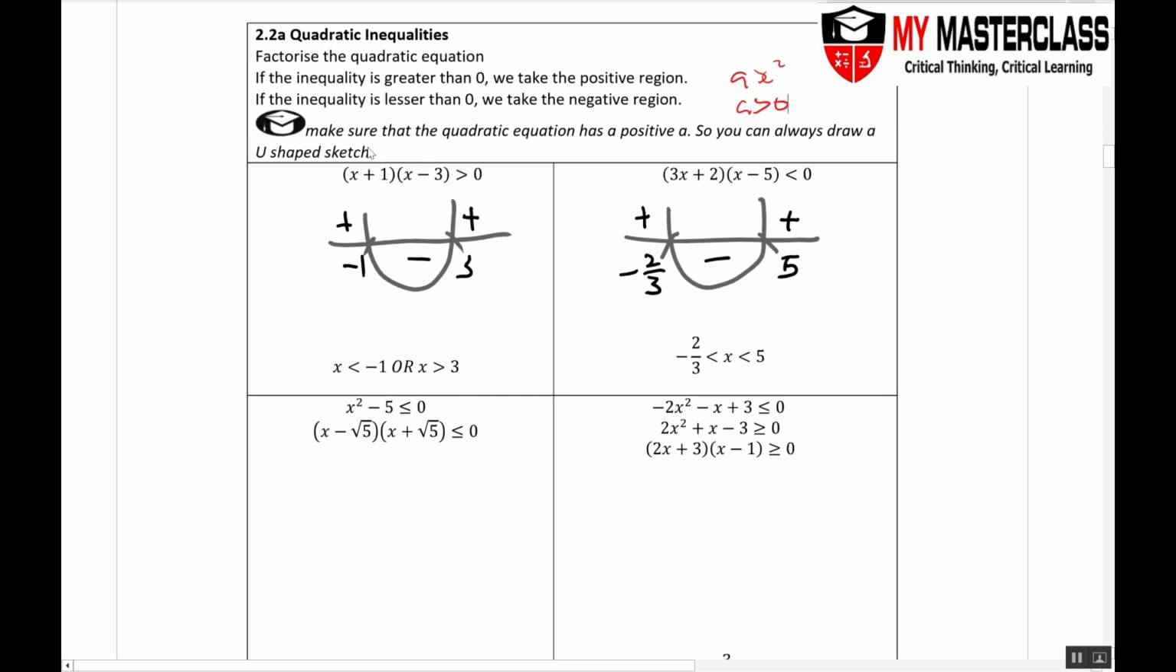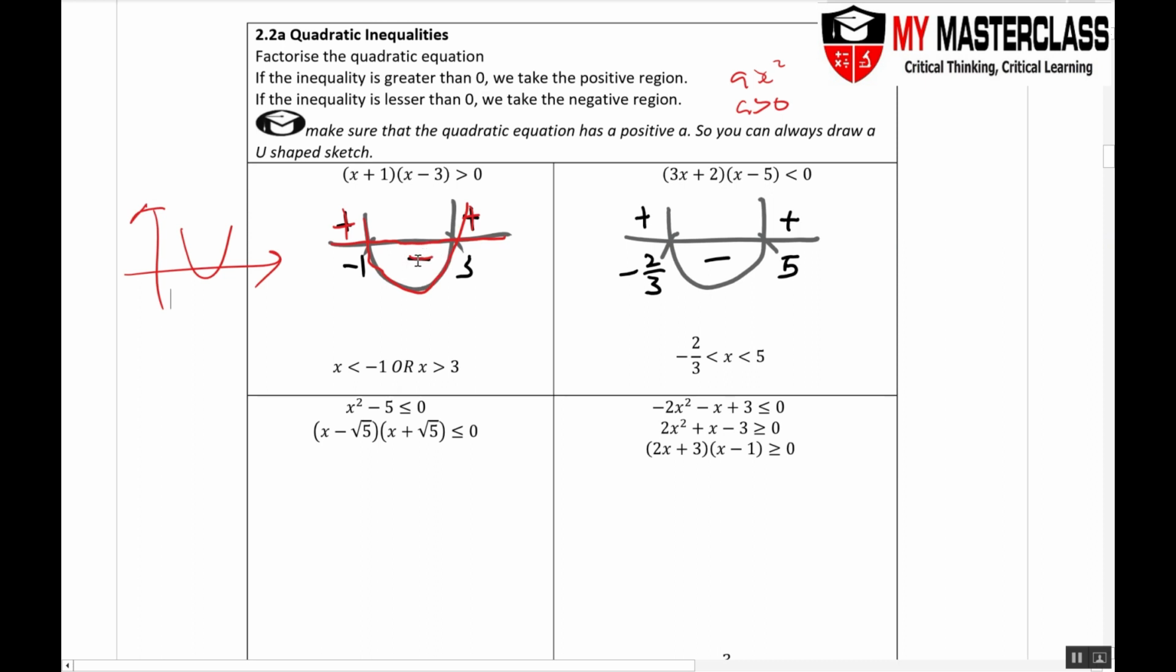In this case, the first two examples are already in factorized form. So you have this times this is more than 0. Very simple. What you do first is always draw this U-shaped curve, then you put plus, minus, plus. You can imagine this horizontal line as your x-axis. Whatever is above, I put the plus there because this is your positive y region. This portion here is your negative y region.